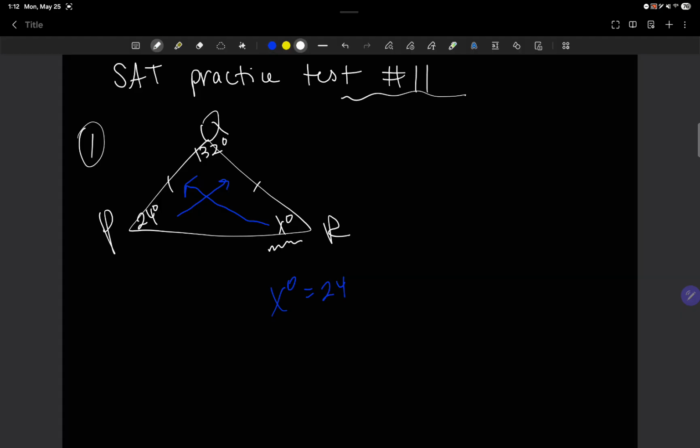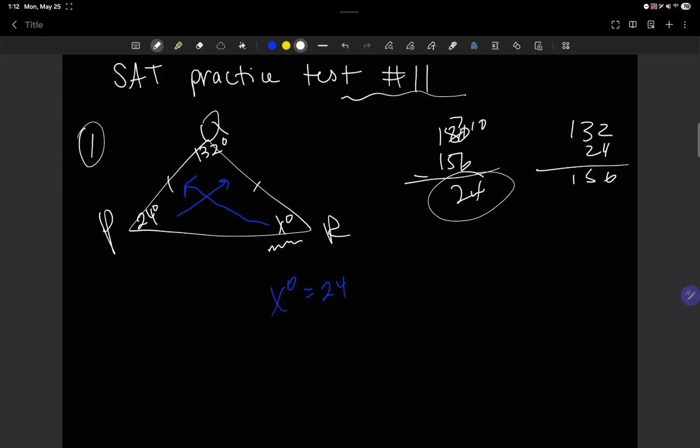Okay, I'll go from a perspective of, maybe I didn't know that fact. I forgot all about isosceles triangles. So what if we know what all three angles in a triangle add up to be, right? It's 180. So what if I subtract the 132 and 24? And there we go, 24. Oh, we get the same thing.